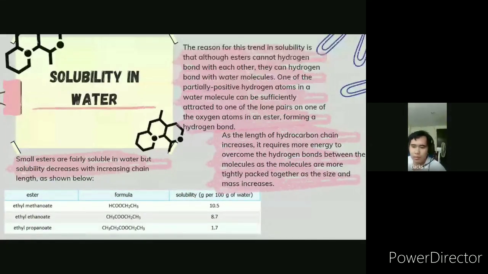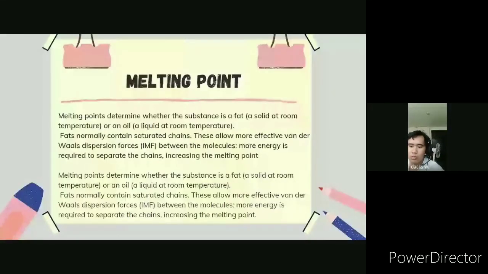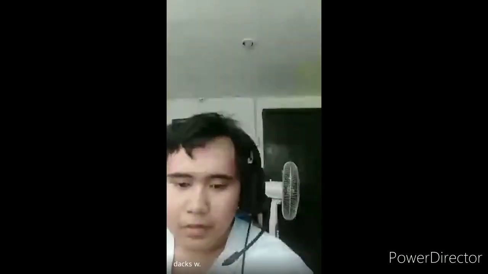Melting points. Melting points determine whether the substance is a fat, if it is solid at room temperature, or an oil, if it is liquid at room temperature. Dispersion forces, or intermolecular forces, between the molecules allow stronger bonds between molecules. Thus, more energy is required to separate the chains, increasing the melting point.